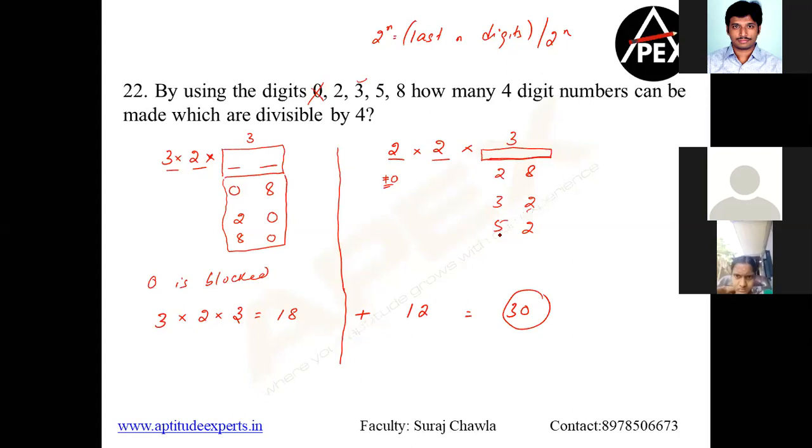Clear? Anything else that is left out here? So this is how we understand to simplify when 0 is not blocked. In the previous case, I could have done directly, guys.